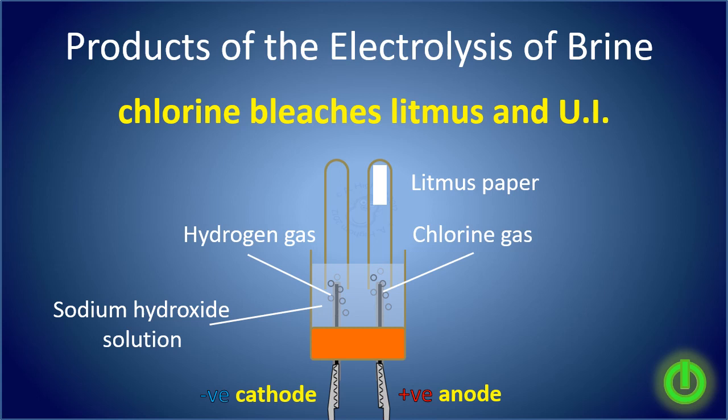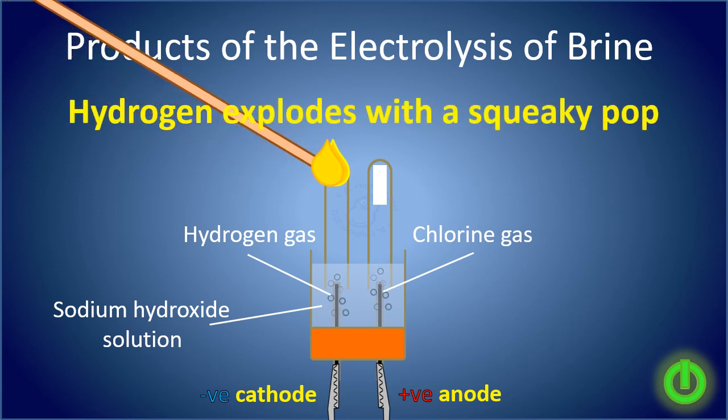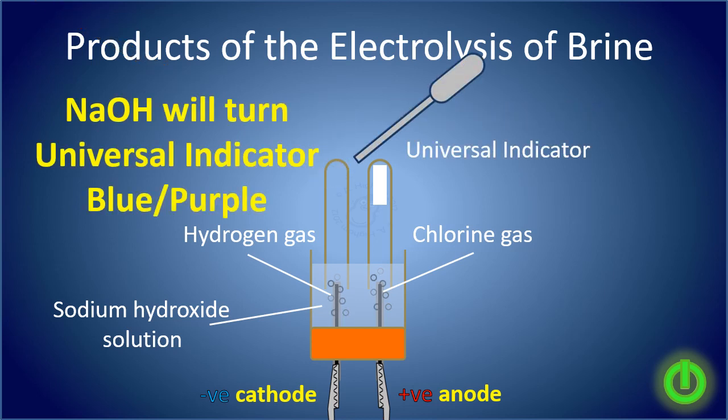So the test for hydrogen gas: we know hydrogen explodes with a squeaky pop. There it goes. Only hydrogen gas will explode with that squeaky pop, and you've got to mention squeaky pop. I know it sounds daft, but there you go. And then sodium hydroxide will turn universal indicator blue or purple. I've got a little pipette of universal indicator. We know we've got sodium hydroxide in the solution, so if we add a couple of drops of universal indicator to the sodium hydroxide, it should turn that purpley lilac blue colour.